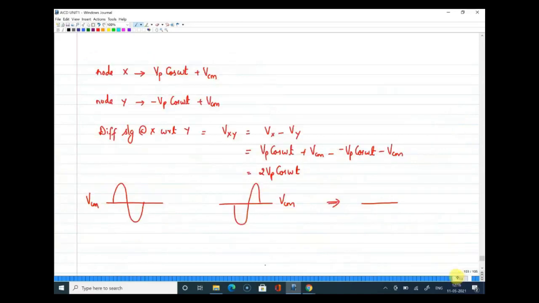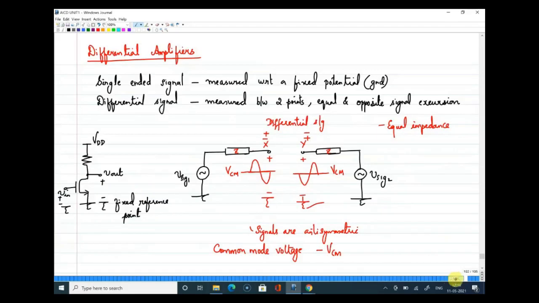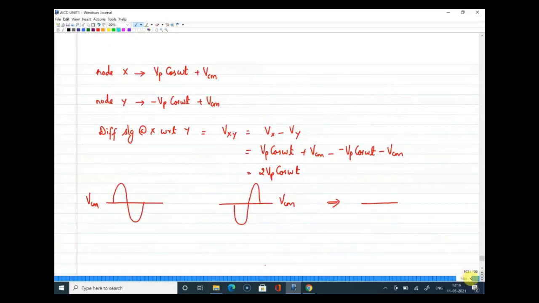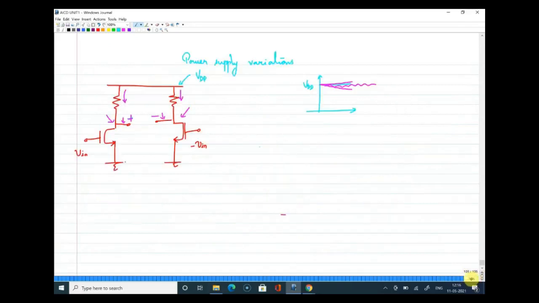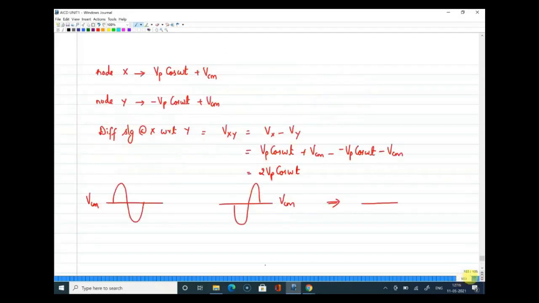All right. So I don't know whether I elaborated this so much about the differential amplifier and the advantage of a differential amplifier with respect to noise rejection and supply voltage variation.